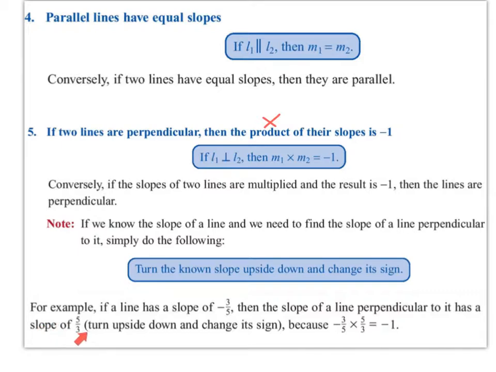For example, if a line has a slope of minus 3 over 5, then the slope of a line perpendicular to it has a slope of positive 5 over 3. So turn upside down and change its sign. And this is because minus 3 over 5 multiplied by 5 over 3 is equal to minus 1.